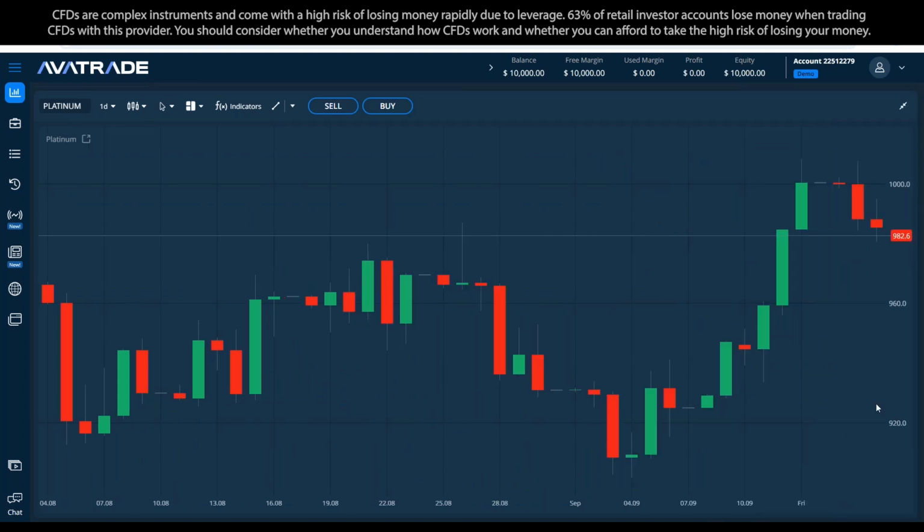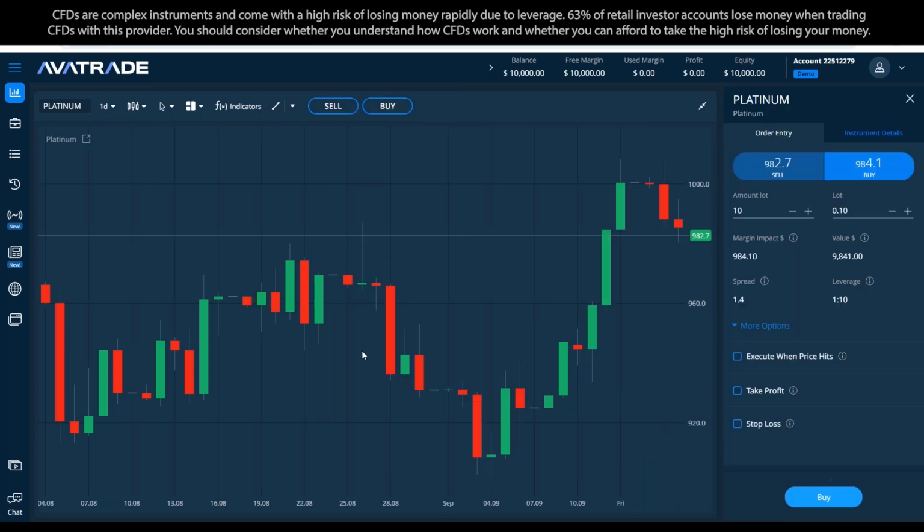And to get the right-hand side menu to open, we only have to click buy or sell. Let's go with a buy. Opens the sidebar. In this panel, we have two sides. We have the order entry, which lets me construct the position.